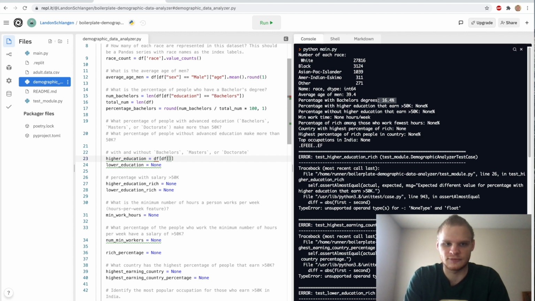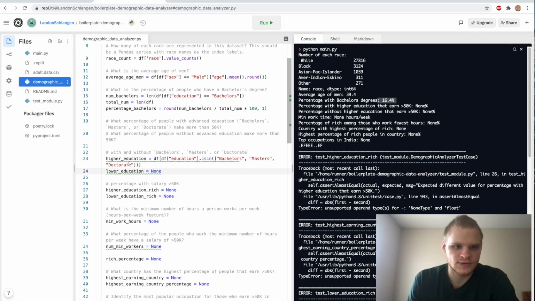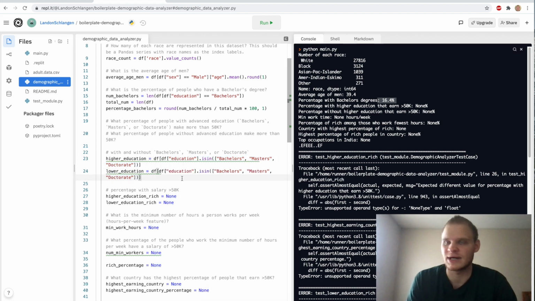So we go data frame education and we do dot is in, and then we pass in bachelor's, master's, and doctorate into here. So this is finding all the people that have education of bachelor's, master's, or doctorate. And that's what it's giving us. Lower education one is basically the same thing, except there's a not in front of it. And the not symbol for pandas is a tilde right in front. So that's selecting everyone that doesn't have bachelor's, master's, or doctorate.